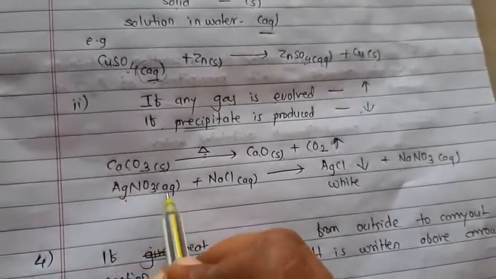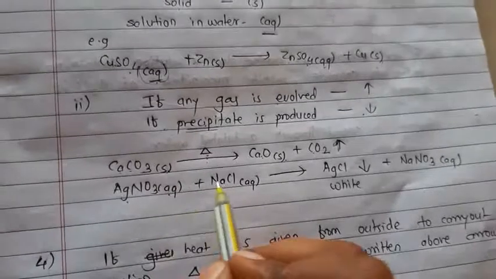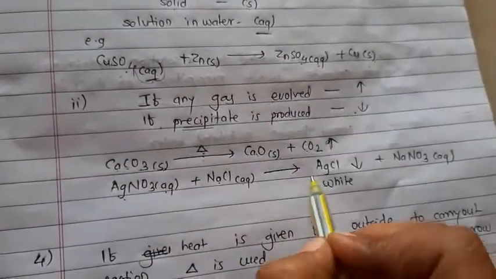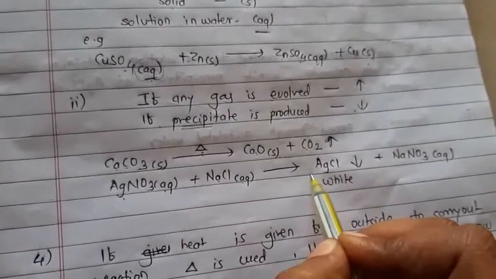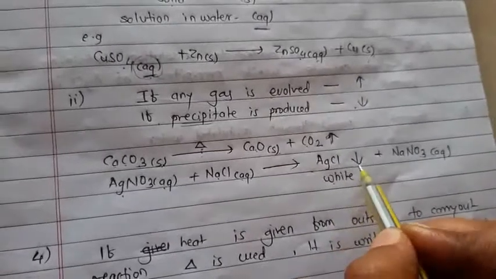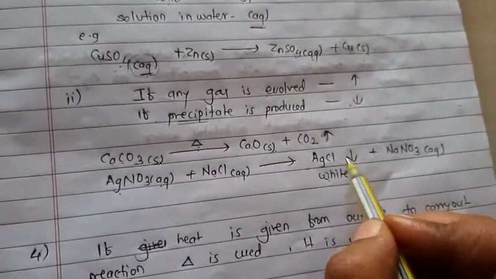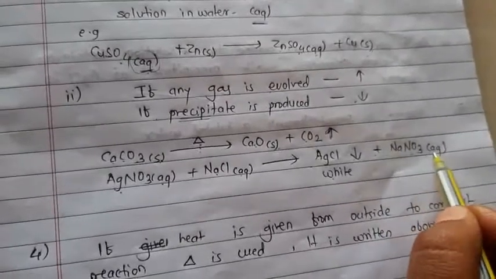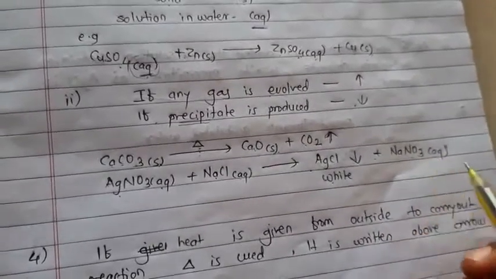Next, consider AgNO3, that is silver nitrate. Its aqueous solution, when it is mixed with sodium chloride's aqueous solution, product will be precipitate of AgCl, which will be formed, and that will be of white color. So it is a precipitate, so it is shown by downward arrow. Plus NaNO3 in aqueous state will be formed.